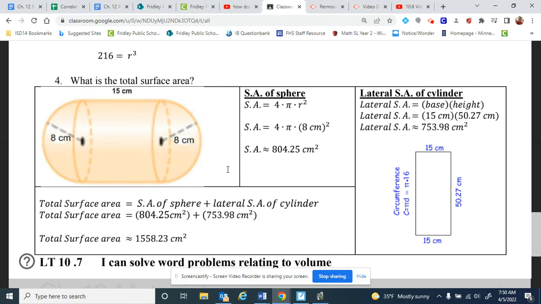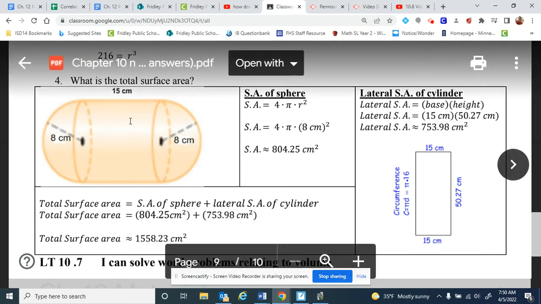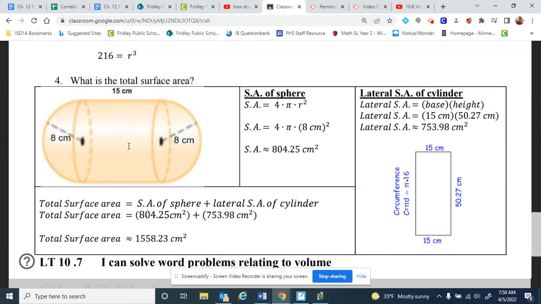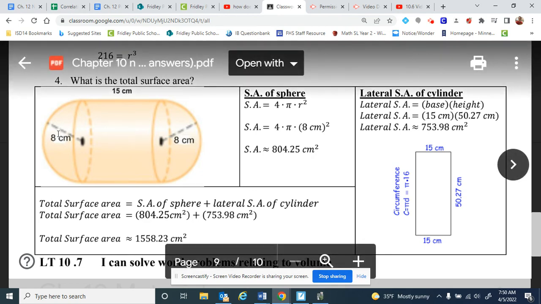So this bottom problem is kind of a pill shape, kind of like a Tylenol or Advil or something. And as we look at the shape, we want to ask, what shapes do we see? And inside the middle, I see a cylinder. And on the outside, I see a half a sphere and a half a sphere. And we're looking for the total surface area.